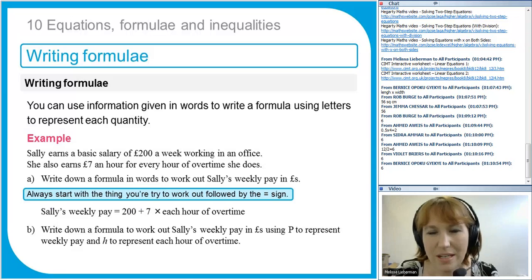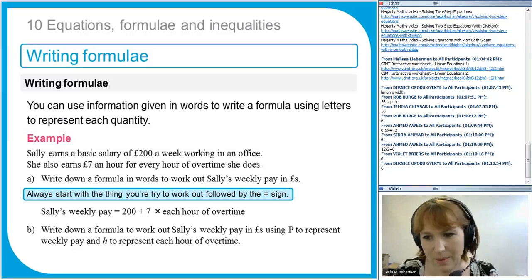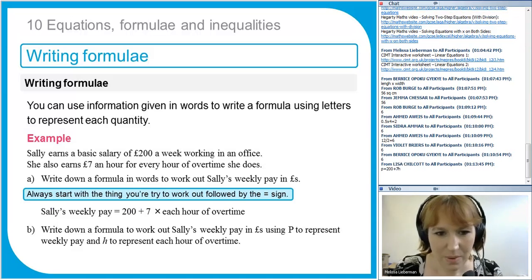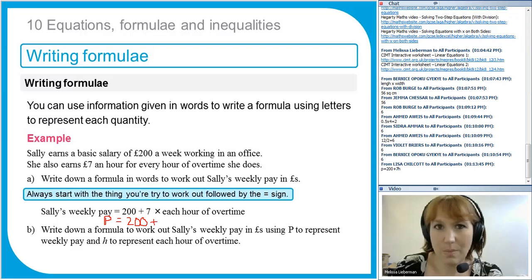Now part B says write down a formula to work out Sally's weekly pay in pounds using P and H, so it gives us the letters that we need to use. P to represent weekly pay, and H to represent each hour of overtime. Okay. In the chat box, please, if you can think of it. So Sally's weekly pay, we're going to use P, so just call that P. Lisa, that looks good. And then we've got 200, and then we've got plus 7 times each hour of overtime. H represents each hour of overtime, so 7 times H, we normally just write as 7H. We don't need the multiplication sign.